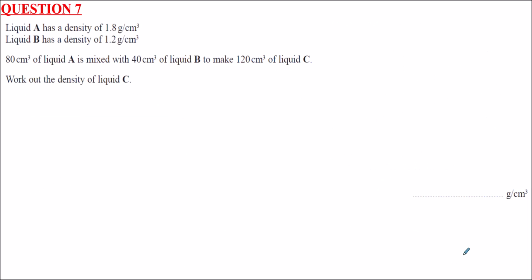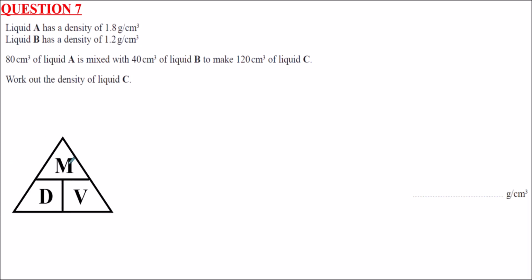Question 7. Liquid A has a density of 1.8, liquid B has a density of 1.2. It then says 80 cubic centimetres of liquid A is mixed with 40 cubic centimetres of liquid B to make 120 cubic centimetres of liquid C. Work out the density of liquid C. So we've got densities, we've got volumes, we've got masses. It's going to be involving this formula triangle where density equals mass over volume. So taking this question piece by piece, liquid A I'm going to colour code in red, liquid B in blue.